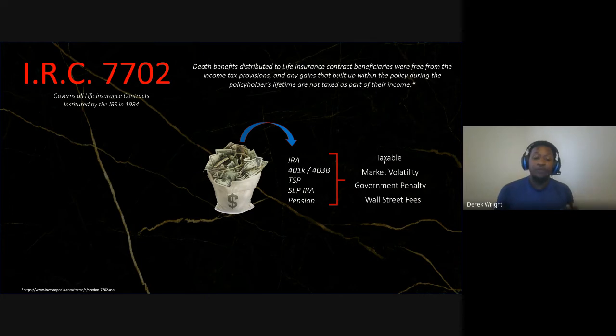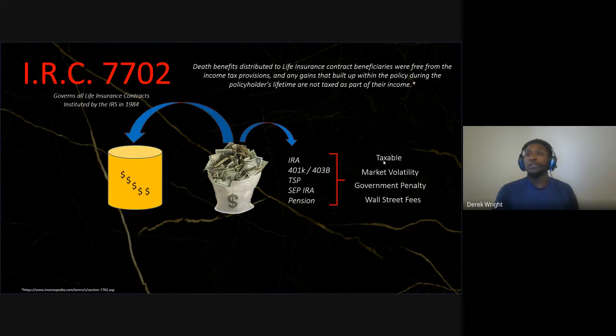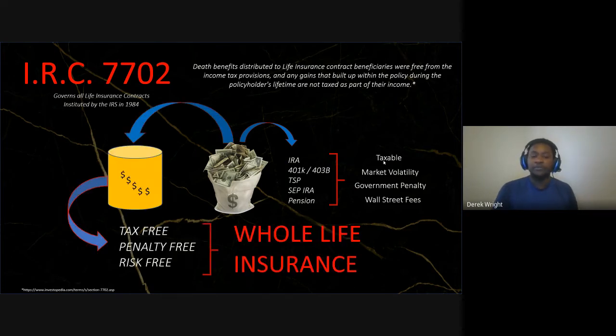And lastly, you have Wall Street fees. So any type of investment plan that's on the market, anything that's tied to the market is going to have Wall Street fees. You can't avoid it. That's like a consulting fee. It's like an admin fee. That's just something that you can't get around. So that's just one of those things that you do have to deal with. But it's something that's taken away from your money.